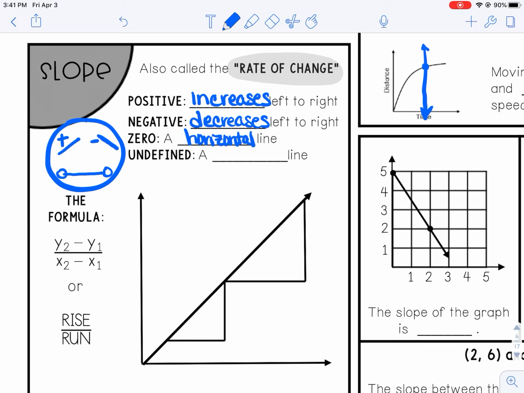And an undefined slope is vertical. And the N is a U for undefined. Okay, so that is a vertical line. Okay, we have our formulas over here. Hopefully you have those committed to memory by now.